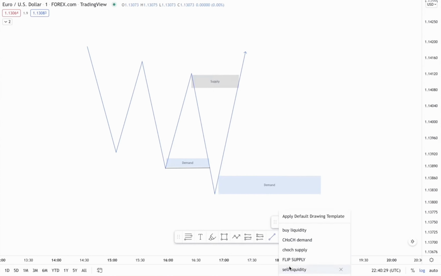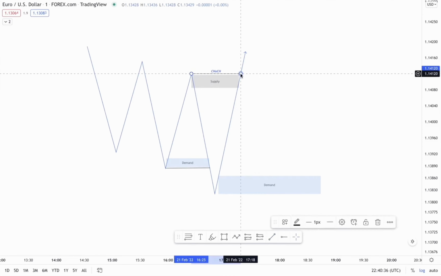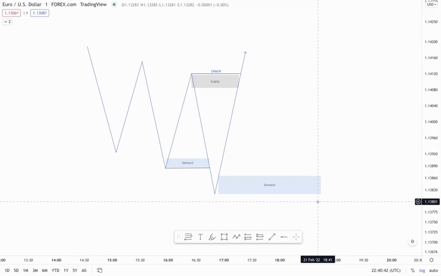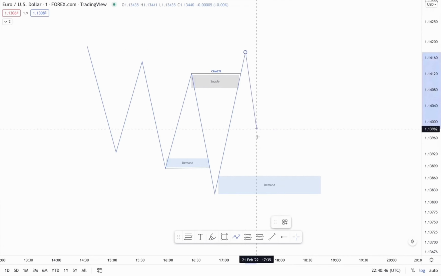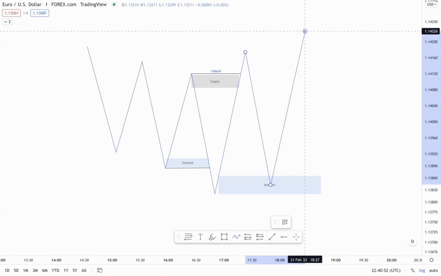If I mark that on, we have a choch demand. Those of you that don't know what a choch means, choch just means change of character. So this is the demand zone that takes out the supply in this area, causing the change of character. Now what you want to happen again is you want price to trade down, tapping into this demand zone, trading up, taking the supply in this area, causing a flip, which confirms the change of character, confirms the change in direction. Let me mark that out.